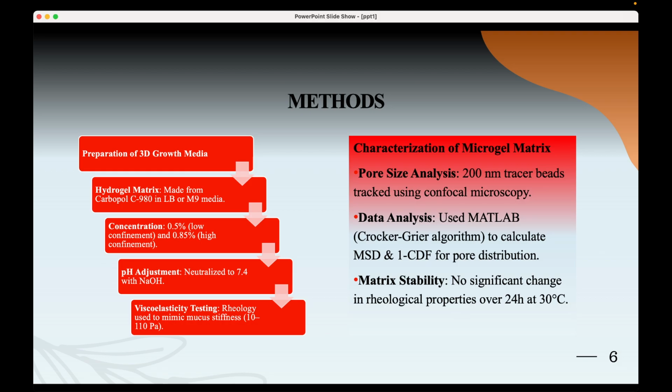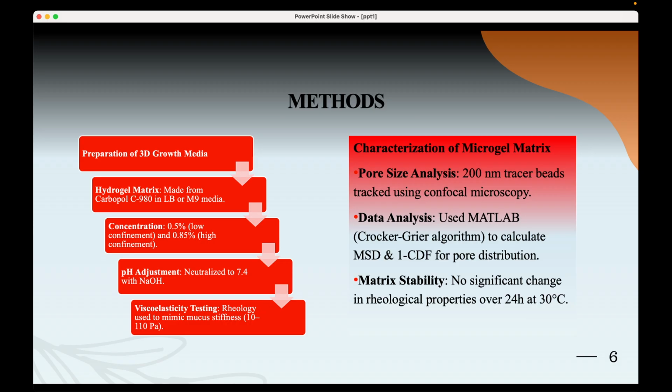Methods. They prepared a 3D growth medium, a hydrogel matrix made from Carbopol C980, with a concentration of 0.5% for low confinement and 0.85% for high confinement, and the pH was neutralized to 7.4 with NaOH.